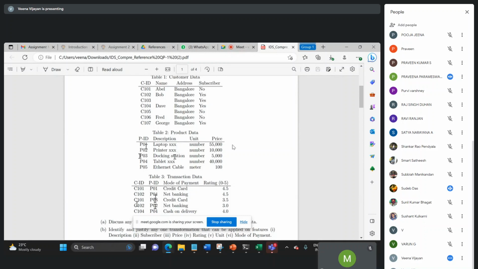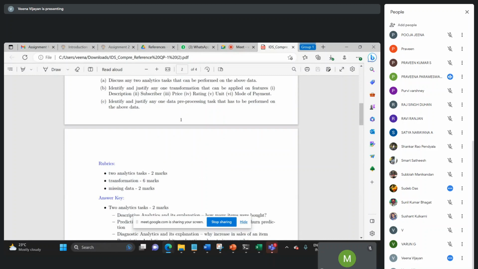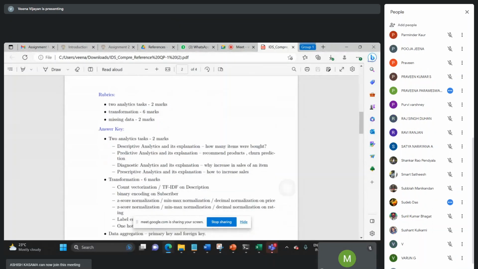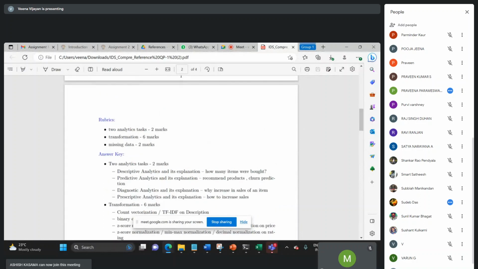Madam, can you put it out? Based on this, for predictive, they are telling recommend products, churn prediction, all those things we can do, because we already know the purchase pattern of customer one and two, so we can do recommendations. For prescriptive, they have told how we can do it, but the data is not sufficient to tell that.